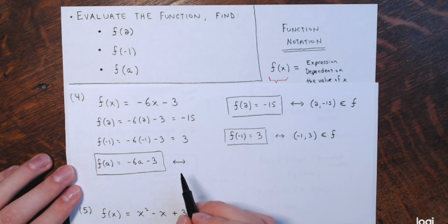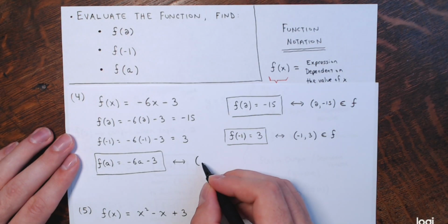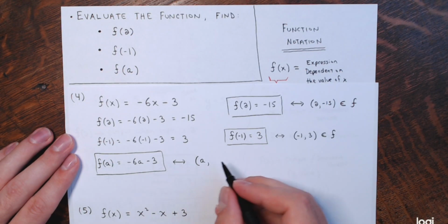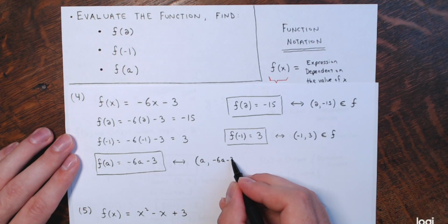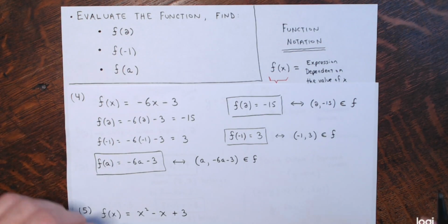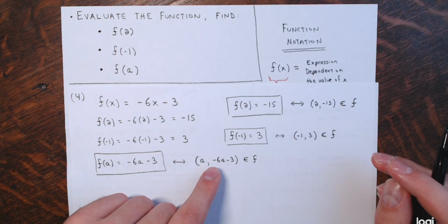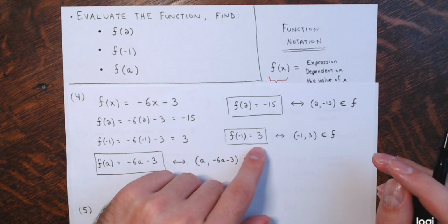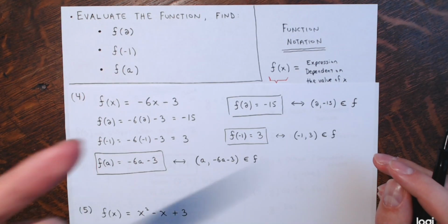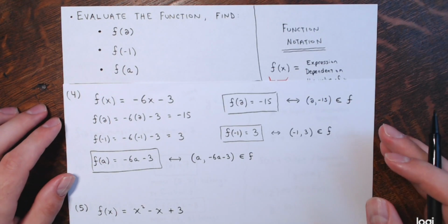And once again, something with an equivalent meaning to this statement is that any ordered pair that looks like this, input a, output negative 6a minus 3, would belong to the function f, and this is for any choice of a. Replace a with 2, you'd get the ordered pair 2, negative 15. Replace the a's with negative 1, you get the ordered pair negative 1, 3. Replace a with 0, you'd get 0, negative 3 belongs to f, and so on. Replace a with any legitimate value.